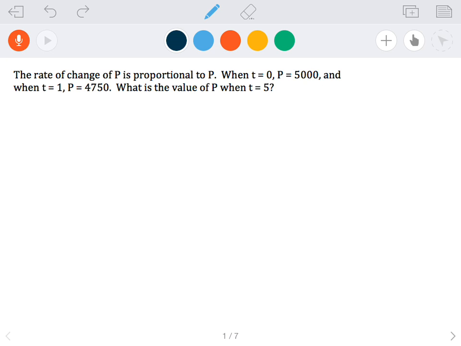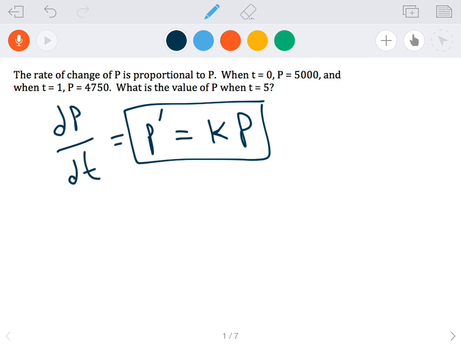The first thing I want to show you, and we only have to do this once, is how the exponential growth and decay equation is derived. Let's break down that first sentence. It says the rate of change of p. Well, I know a rate of change is the change in p over the change in time. That's a rate, right? I could also rewrite that as p prime if I wanted to. The rate of change of p is proportional to, so it's equal to some proportionality constant, k, times p. So I have this equation right here.